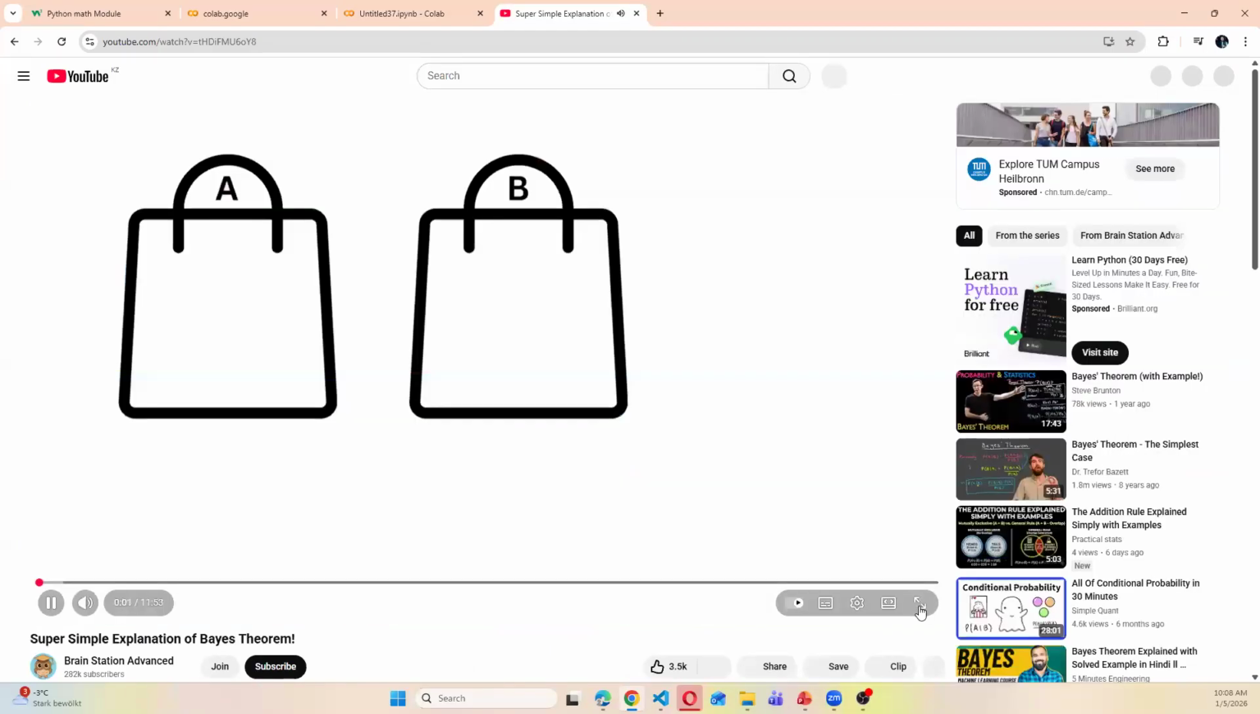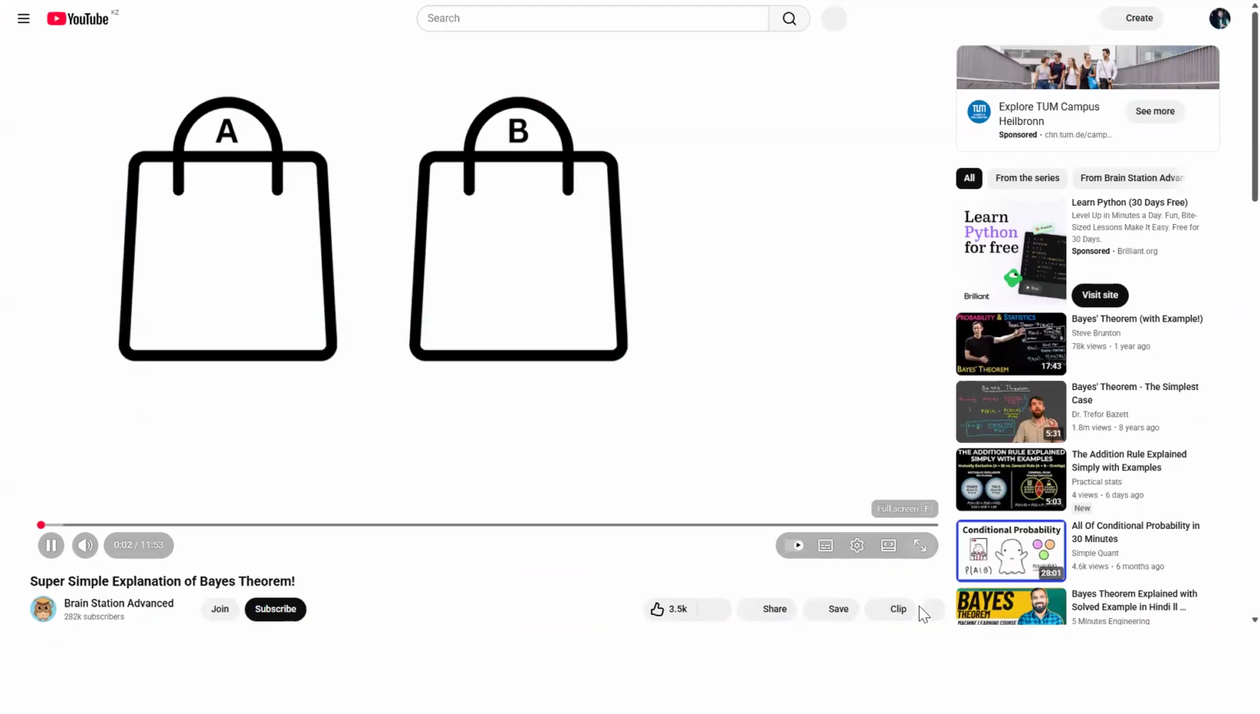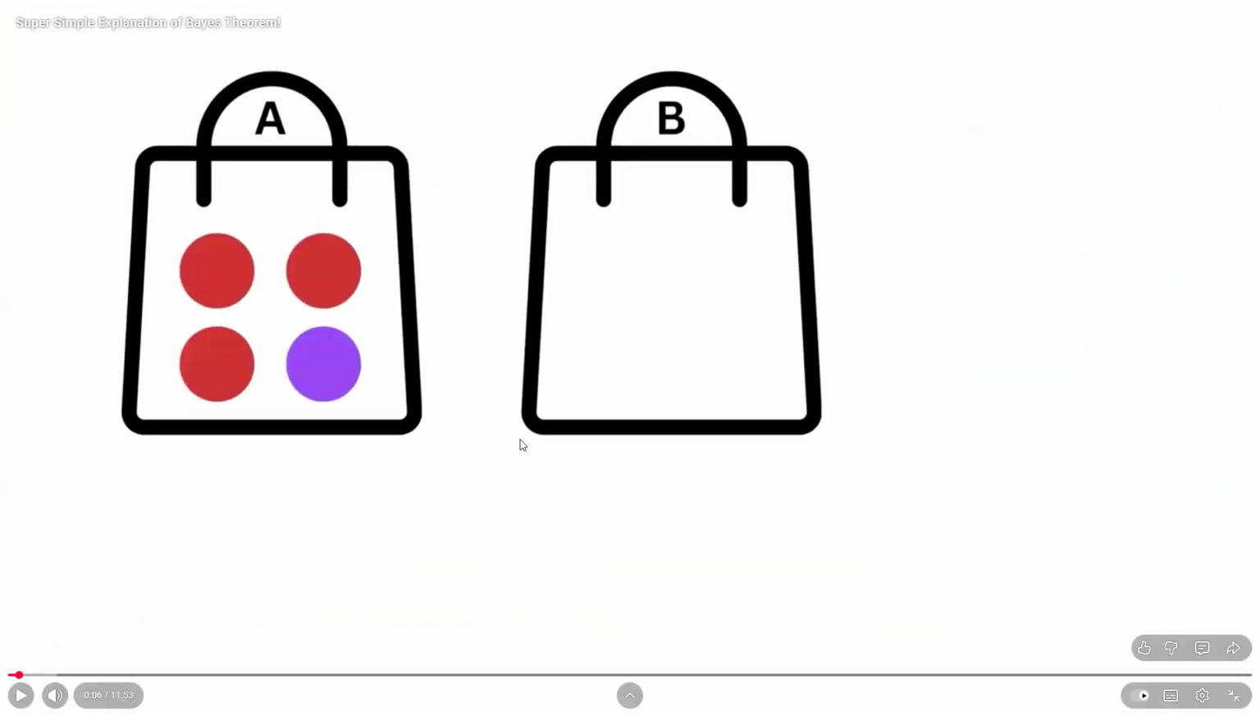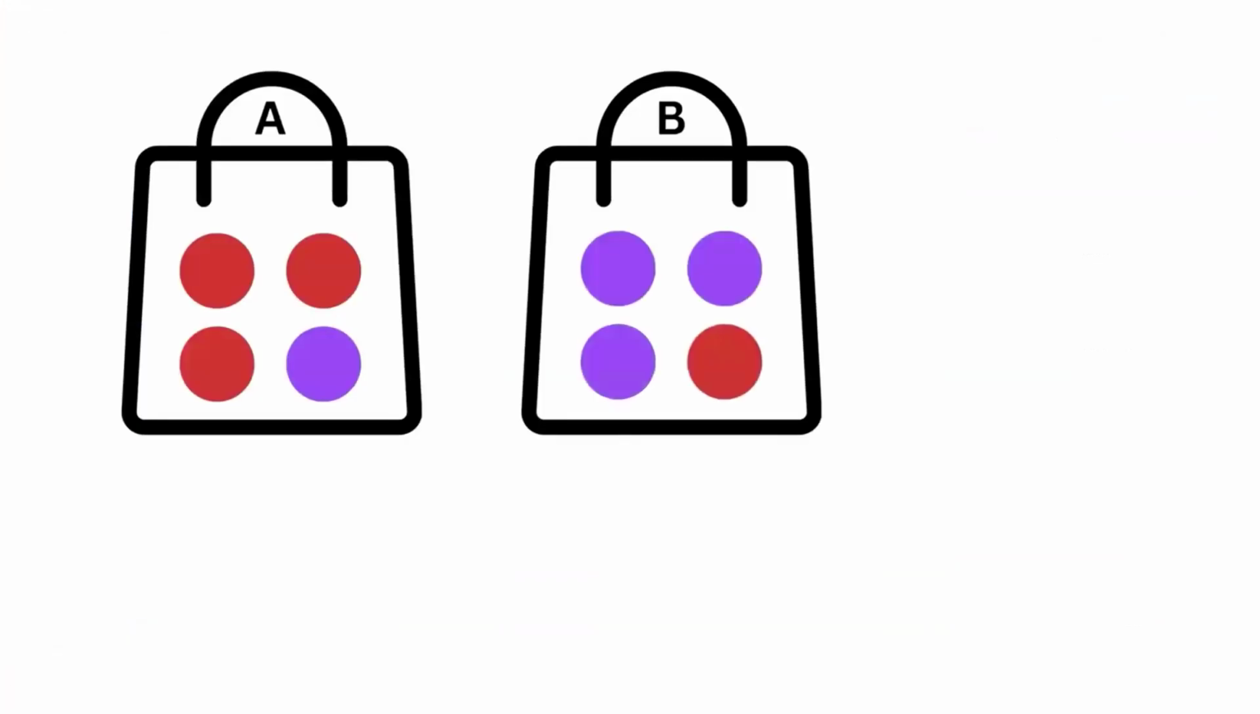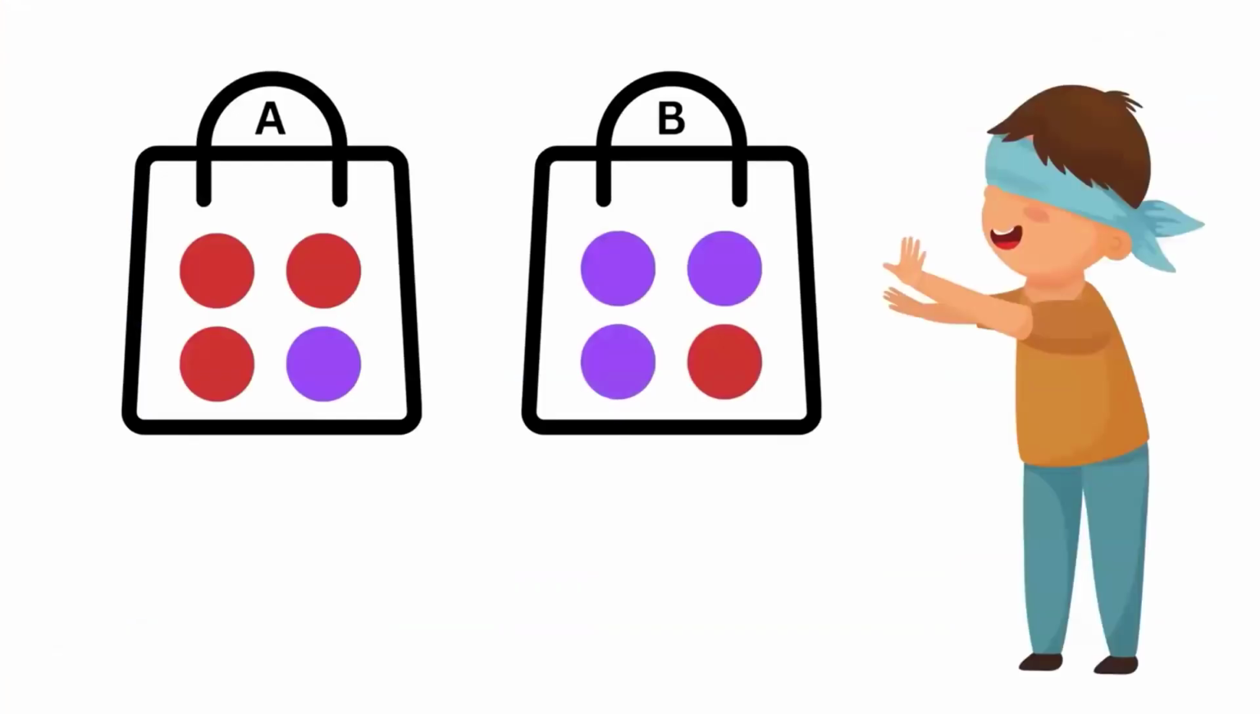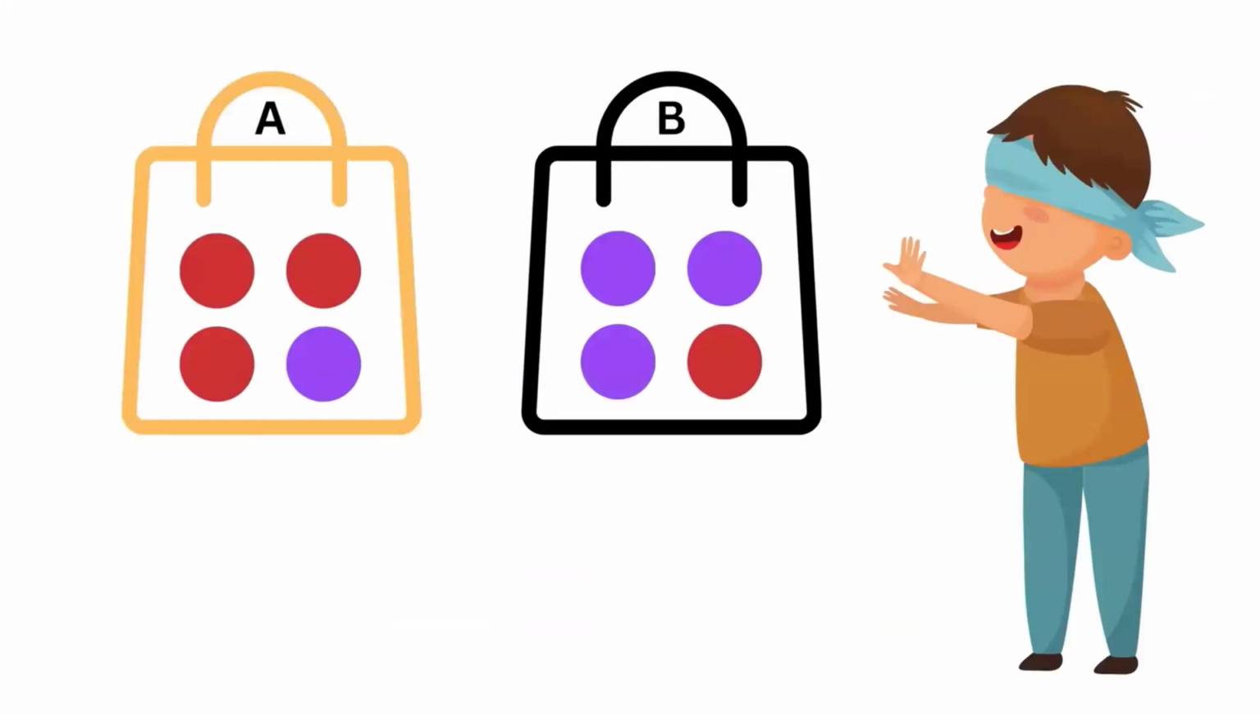Imagine you have two bags placed in front of you. Bag A has 3 red balls and 1 blue ball. Bag B has 1 red ball and 3 blue balls. Now, suppose someone blindfolds you and randomly picks one of the 2 bags. So, each bag has a 1 out of 2 chance, or 50% chance, of being selected. Next, from the selected bag, 1 ball is picked at random and it turns out to be red.